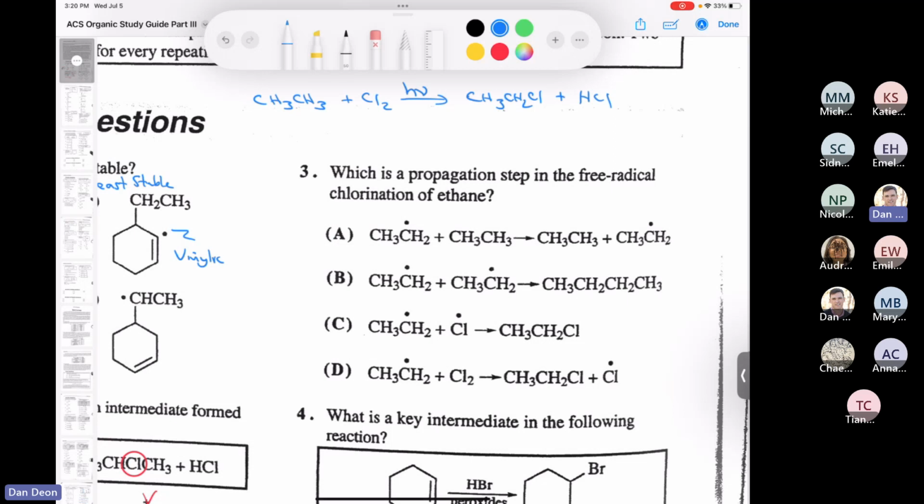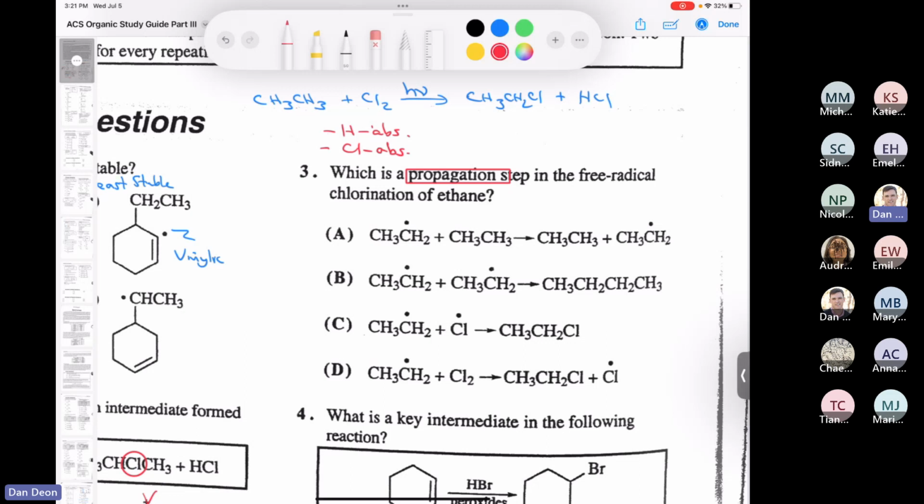So propagation steps. Remember, we have initiation and then we have propagation. Well, the two propagation steps are first going to be a hydrogen abstraction, right? And then we have the halogen abstraction. So I'll just put here chlorine, since chlorine is the halogen we're using, abstraction. So which one of these looks the most like the correct step here?